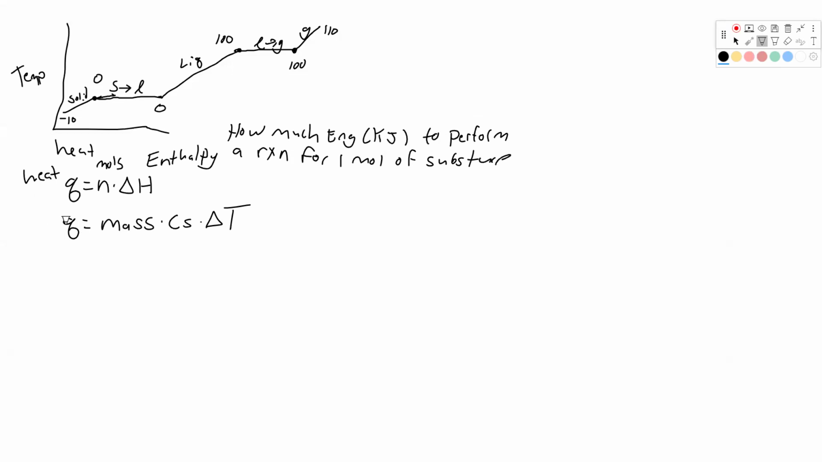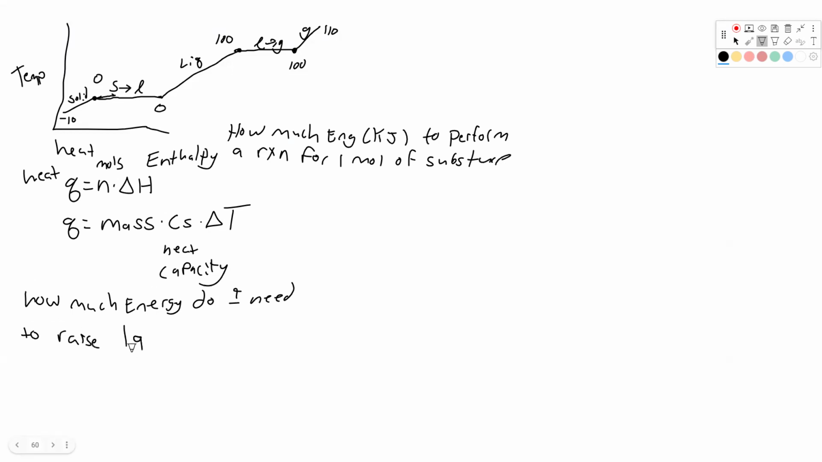The bottom equation: Q is still heat, mass is mass, Cs is specific heat capacity. Heat capacity is how much energy I need to raise 1 gram of a substance by 1 degree Celsius. Delta T is the change in temperature, and it's always going to be final temp minus initial temp.